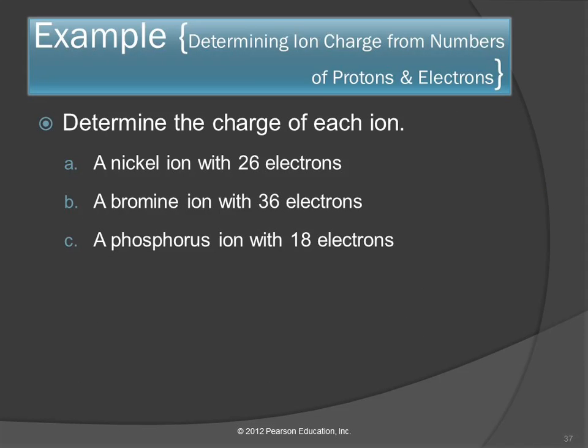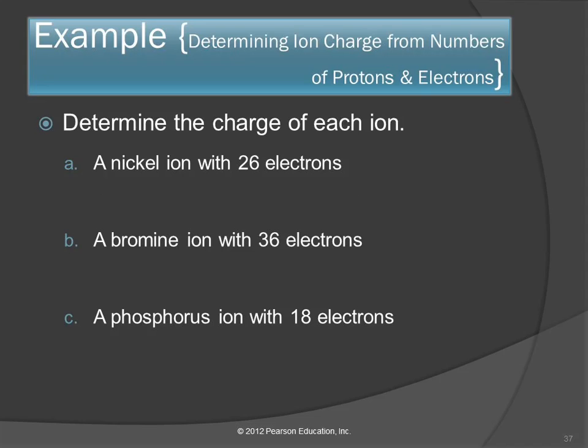So determine the charge of each ion. A nickel ion with 26 electrons. Okay, so we know that it has 26 electrons. How do we figure out what the charge is? We need to know how many protons, and we look on the periodic table.